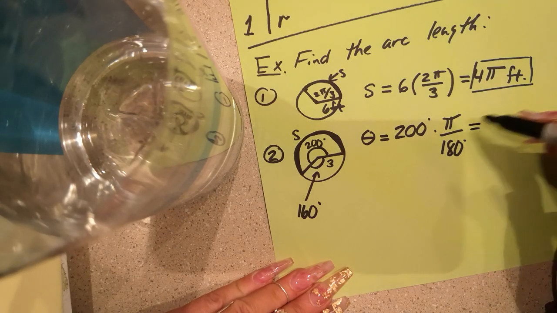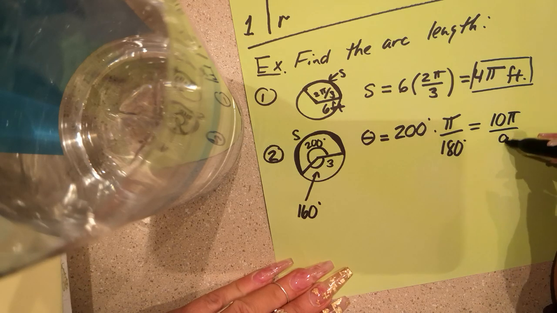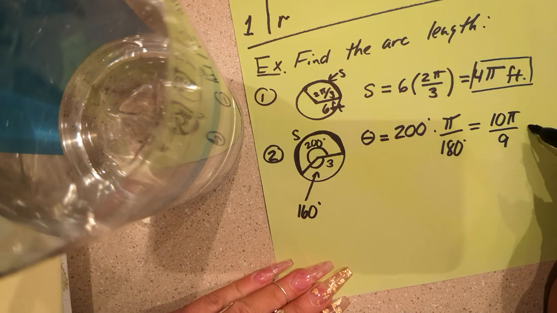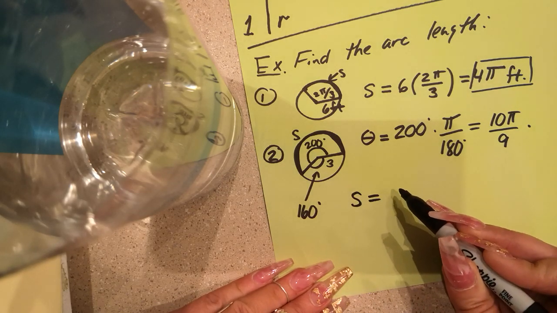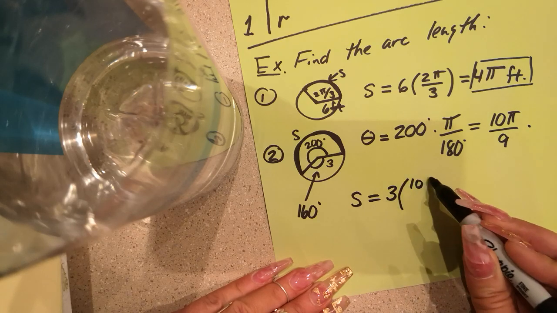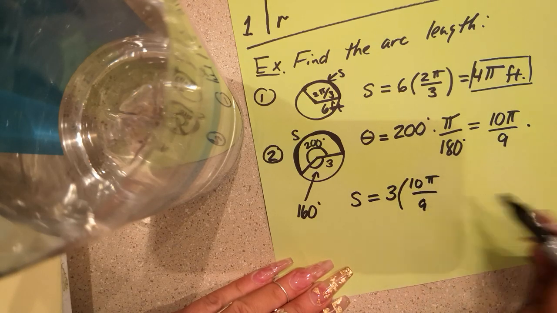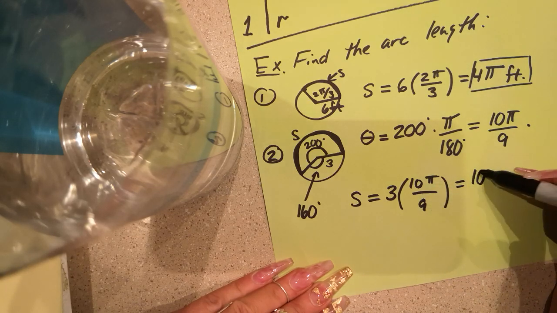So what is that? 20 over 18, 10 pi over 9? That's my angle now in radians. So now I can apply my formula. It's R, and R was 3, times theta, 10 pi over 9. So that would be 10 pi over 3.